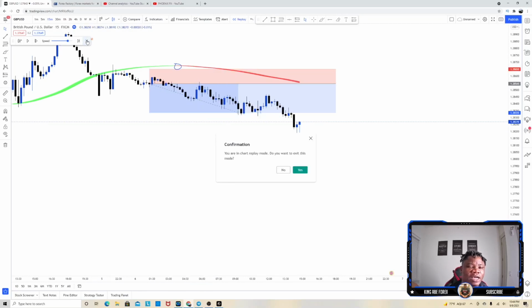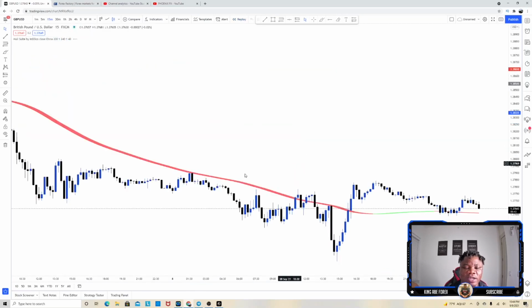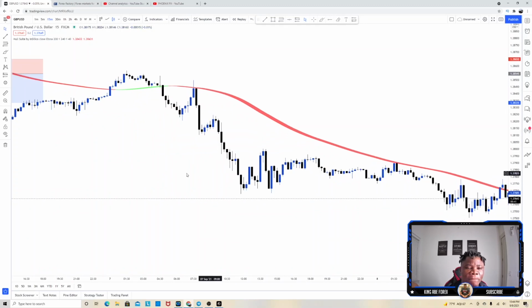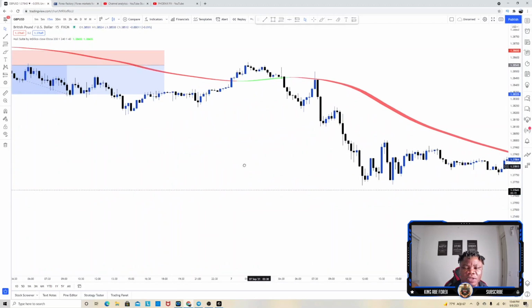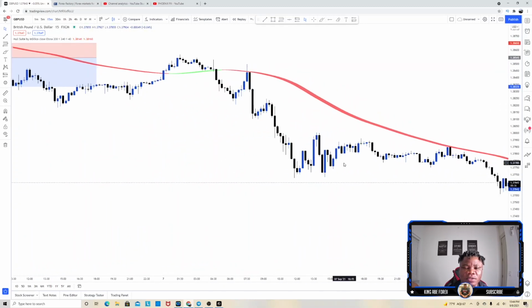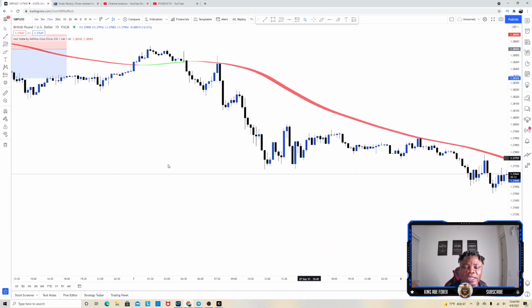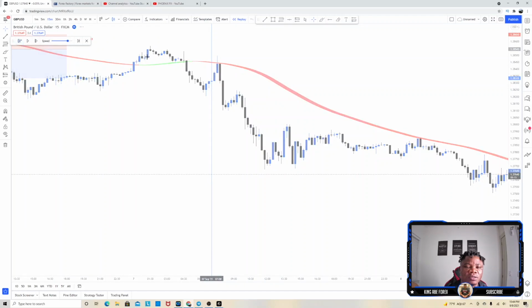Now let me go ahead and show you guys another example right here real quick. Okay, so now we have another entry right over here, just in case you missed the first entry or if you're trying to get back in again. Now obviously we need price to be below the Hull Suite indicator and we need it to be red. So now let's put this in replay mode again and let's see where our entry is going to be.